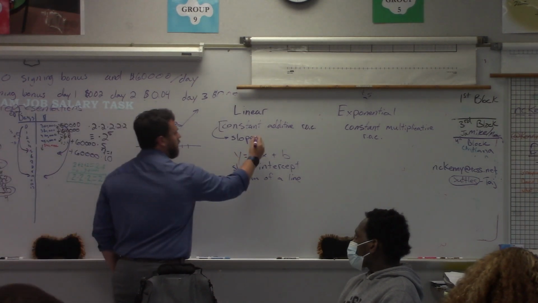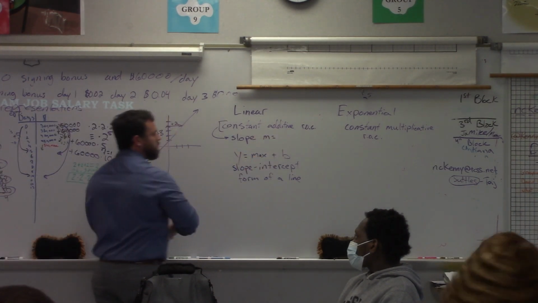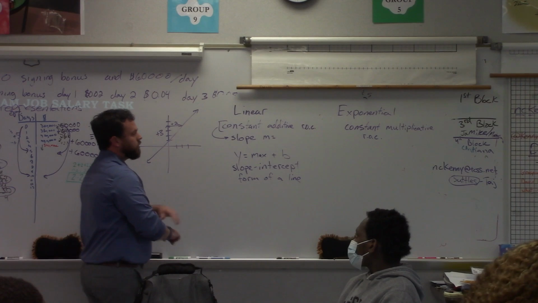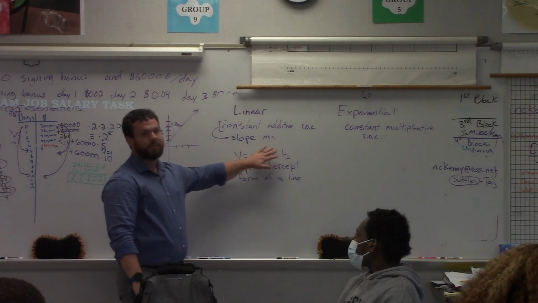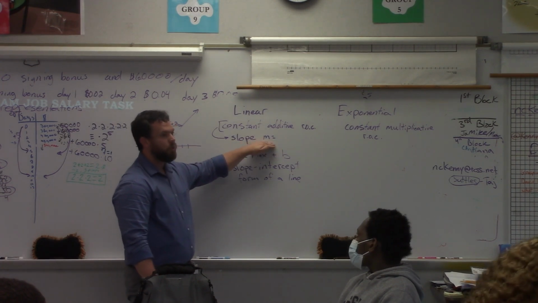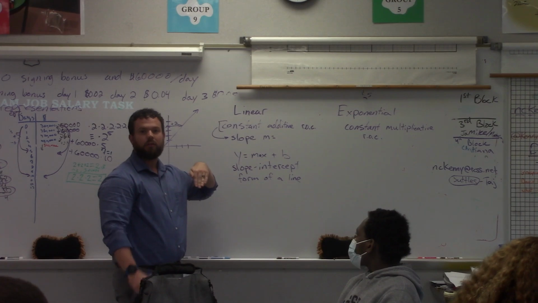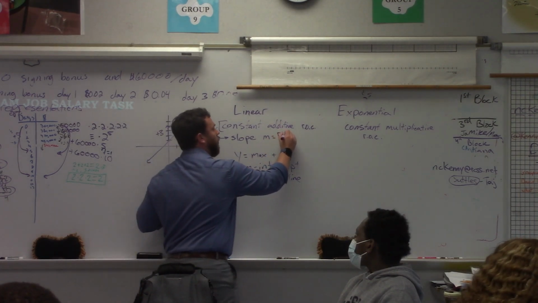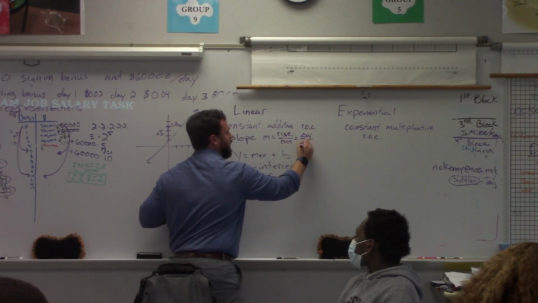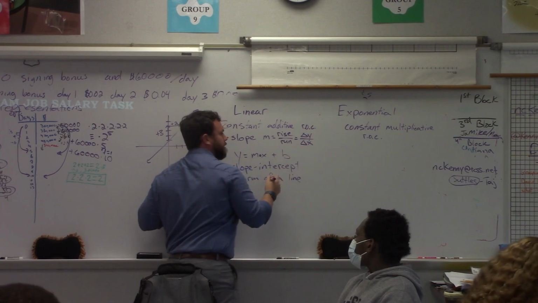So slope, by the way, how do we calculate slope? m equals y. Now hold on, y equals mx plus b is a common mistake, that's my slope-intercept form of a line. How do I calculate slope? We talked about it earlier: rise divided by run, or the change in y divided by the change in x.